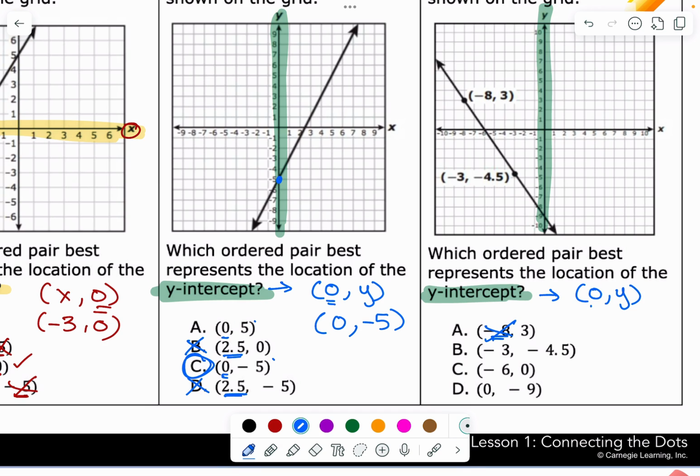This is -8, so that's bad. This is -3, so that's bad. This is -6, so that's bad. This is 0, so that's good. They put these points here just to confuse you. So I know I'm touching -9, so my answer should have been 0, -9. So D would have been my answer.